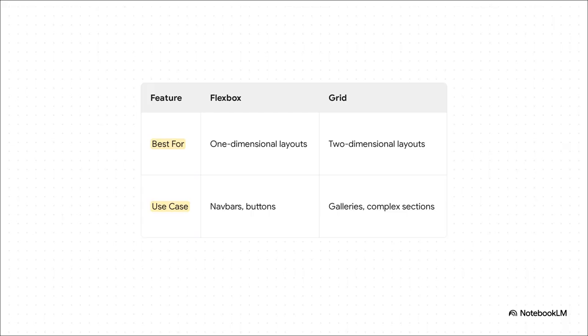So, you've got all these boxes. How do you arrange them? Well, you have two main superpowers: Flexbox and Grid. Think of Flexbox as your go-to tool for lining things up in one direction, either in a row or in a column. It's absolutely perfect for something like a navigation bar. Now, Grid, that's for when things get more complex. It's for when you need to control both rows and columns at the same time, like for a photo gallery. Learning these two early is a total game changer for controlling your layouts.